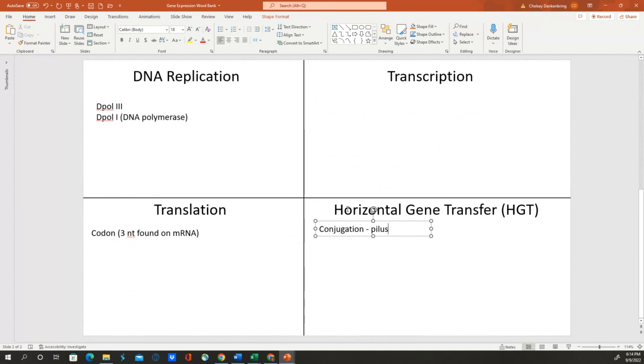Excellent. The pilus. So remember, I compare the pilus to a fishing line. So think of it as being like two neighboring cells just hanging out, minding their own business. One of them has the F plasmid, and so it can make a pilus.